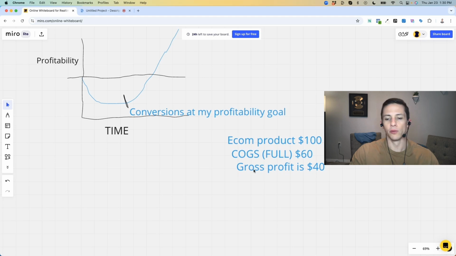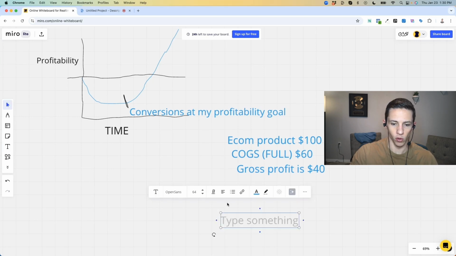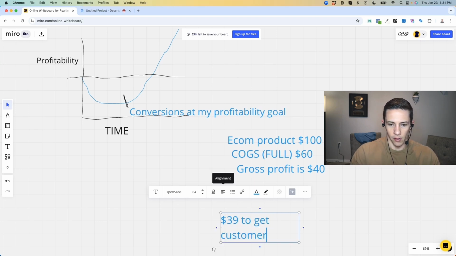And let's assume my merchant processing fees are up here in the COGS. So after somebody buys it, and considering returns or cancellations, refunds, my gross profit is going to be $40 on average for one of these things that I sell. Well, theoretically, I would spend up to $39 to get a customer, right?